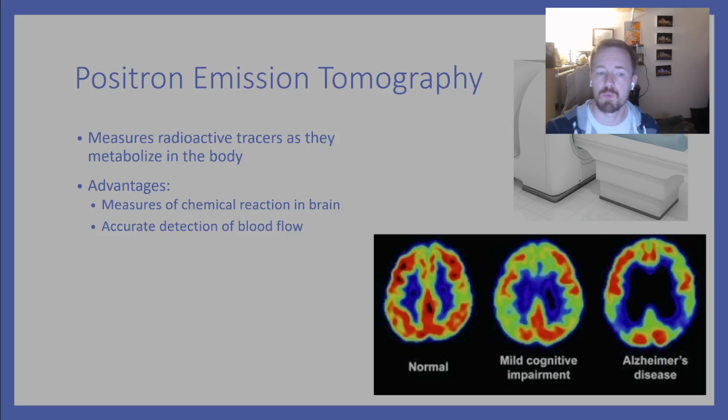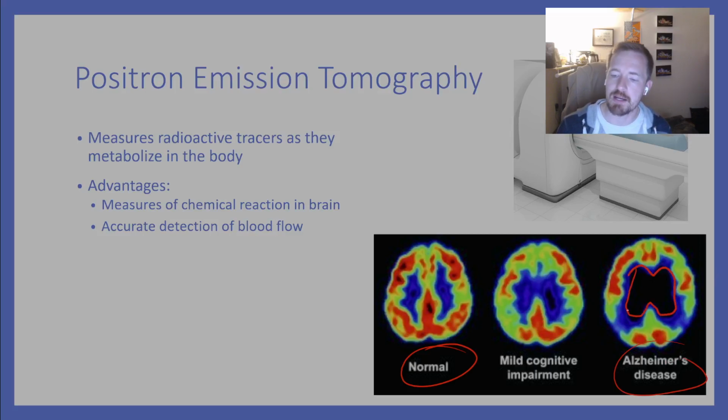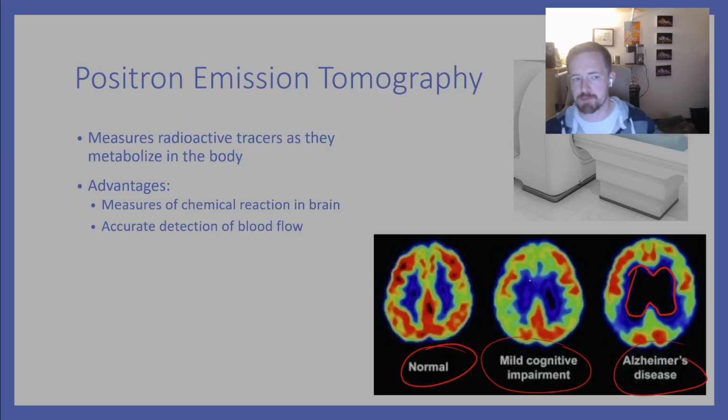That can tell you, for example, let's say this was just looking at cell growth, so they're targeting cell growth using a radioactive tracer. We can see that somebody with a normal diagnosis, this is the areas where cell growth is happening. For somebody that has Alzheimer's, you can see there's less cell growth overall, and in fact there's huge areas of cell death right here in the middle. And for somebody that has mild cognitive impairment, kind of a mix between the two.